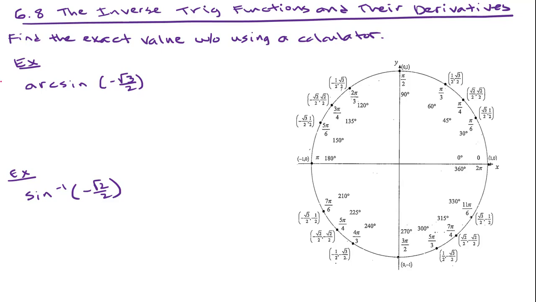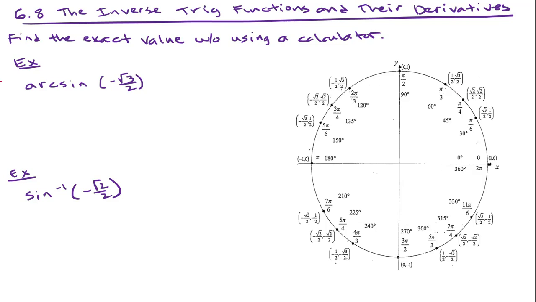First of all, we need to rewrite this arcsine function. They want us to find the exact value of arcsine of negative radical 3 over 2. Another way to say that is inverse sine. These are just different ways of saying the same thing, so arcsine and inverse sine are exactly the same. So again, what do we do?